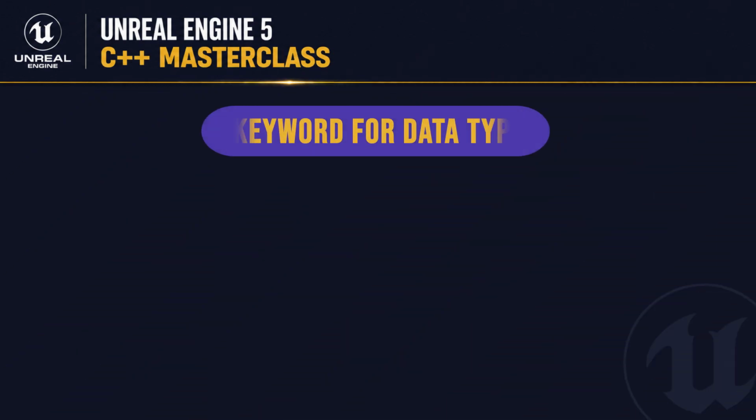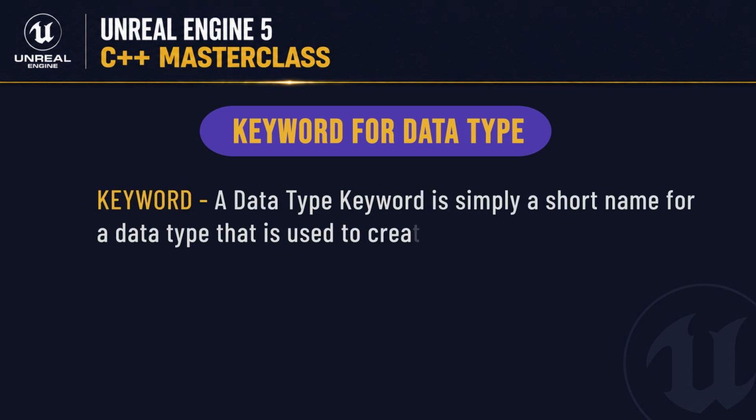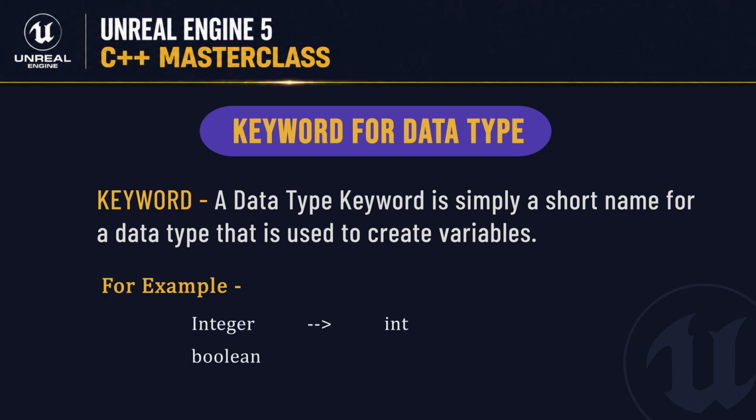Now you might be wondering, what exactly is a data type keyword? Well, a data type keyword is simply the short name of a data type. For example, the keyword for integer is int. The keyword for boolean is bool. And the same idea applies to all the other data types. Don't worry about remembering all of them right now. We will look at them later in this lesson.